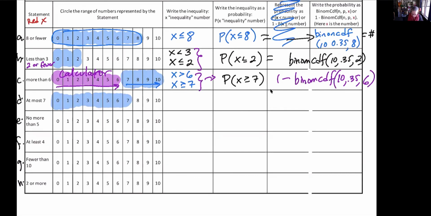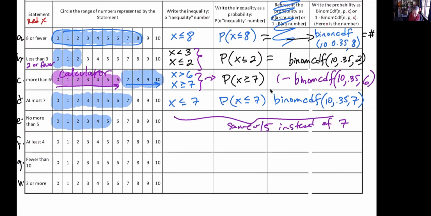So that's really going to be like the first one we did. This is less than or equal to 7, which is the probability of X is less than or equal to 7, which is the binomcdf of 10, .35, and 7. Similarly, no more than 5 means 5 is included. So it's basically going to be the one we just did, but with 5s.